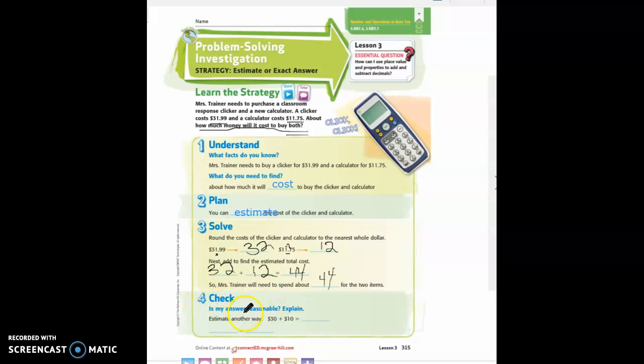Now, let's check. Is my answer reasonable? Okay. Another way we could do it is rounding to the nearest 10. If we would have rounded to the nearest 10, this one has a 3 that would stay the same, and we would just turn it into a 30, and the 11.75 would have been closer to a 10. So if we would have done that, we would have gotten 30 plus 10 is 40. So yes, look, our answers are pretty close together, right? 44 is about 40. It's about the same.